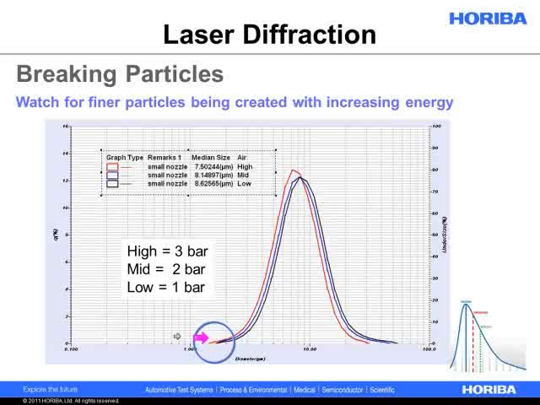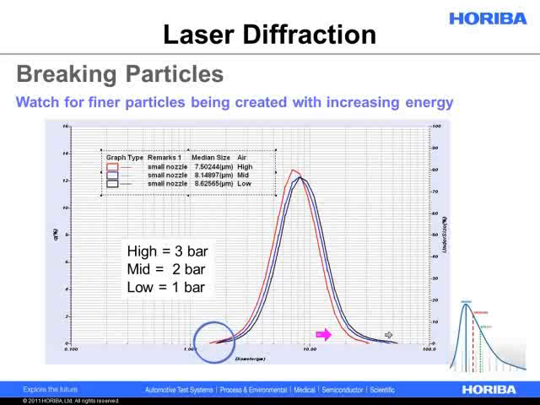And where we always see breaking particles in the distribution is right on the fine side here. We'll see a corresponding decrease in the coarsest particles, but then all of a sudden we'll see the fine side start to stretch out. And that always means that you're breaking particles, right? And it's not necessarily a bad thing, because depending on what you know about your sample, it could be that these are agglomerates, and this is just the trade-off you need to make.